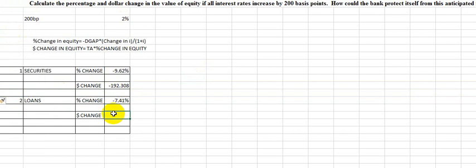As for the dollar change, it will be equal to the percentage change times the asset itself. Total loans were $10,000. So the dollar change will be negative $740.74. As for the liabilities, the same thing will apply.